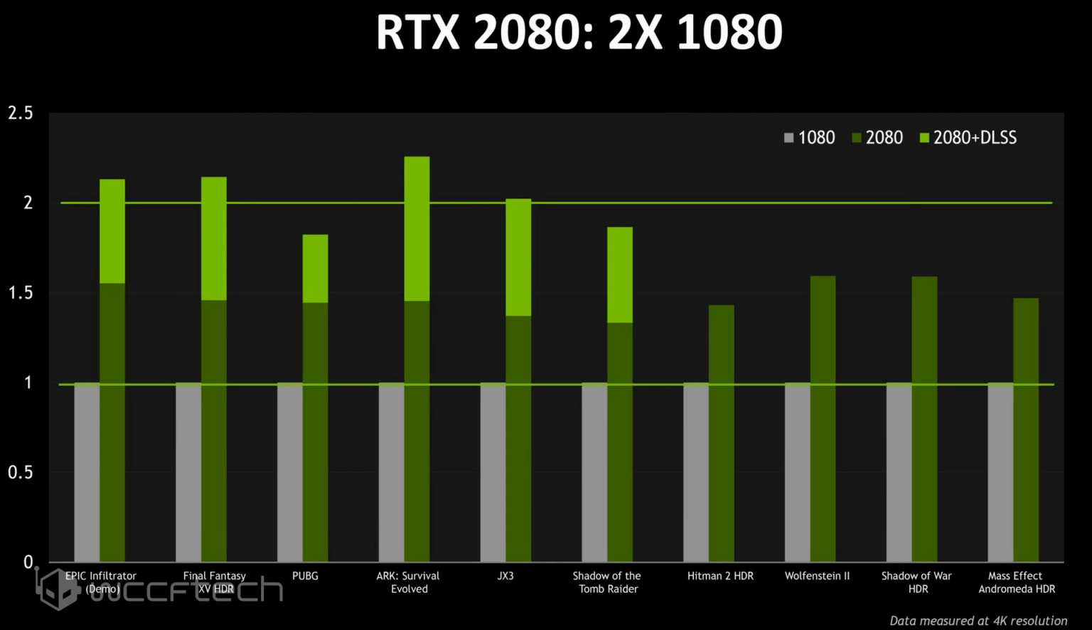This is one that's labeled RTX 2080 2X 1080. So you've got three metrics to follow on here. You've got the 1080, you've got the 2080, and then you've got the 2080 plus DLSS, which is deep learning super sampling. So it's going to render it out. It's really hard to explain. Maybe we'll do a piece specifically on DLSS, but basically it's rendering at a lower resolution and super sampling it up to the point where you can't visually tell the difference.